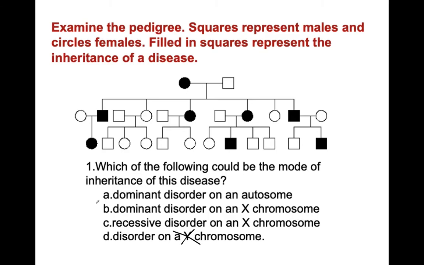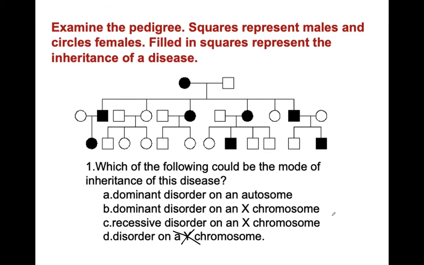Analyzing disorders on the X chromosome is easier than autosomes. Okay, so let's see if we can do that. We can find evidence to rule these out. We're going to start with a recessive disorder on X chromosome.